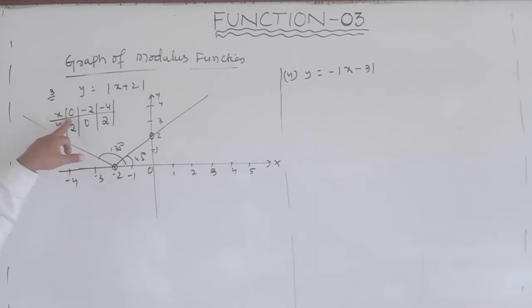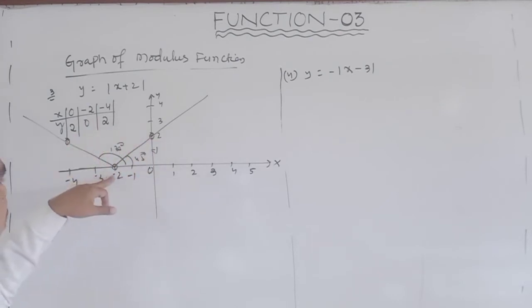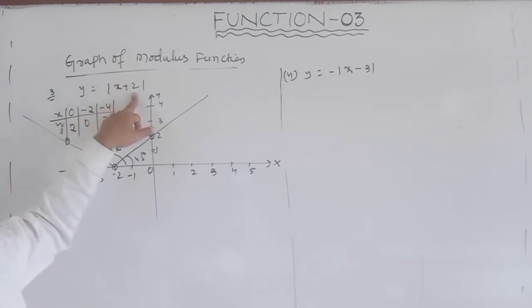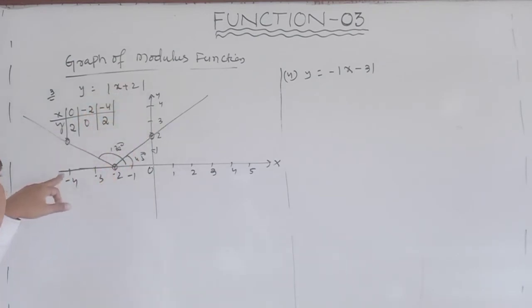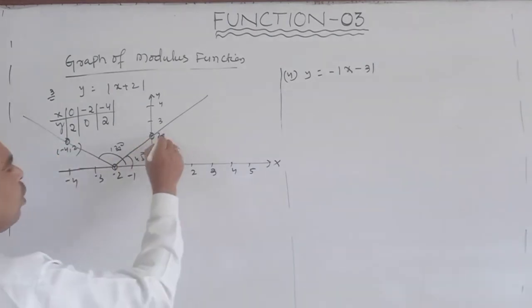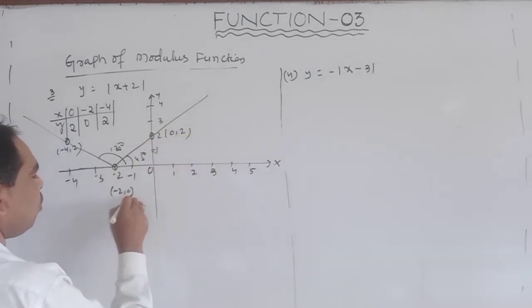When x is equal to 0, y is equal to 2. X is minus 2, y is equal to 0. X is equal to minus 4: put here minus 4, minus 4 plus 2 is minus 2, mod is 2. So when x is minus 4, y is 2. So this point is minus 4 comma 2. This point is 0 comma 2 and this is minus 2 comma 0.